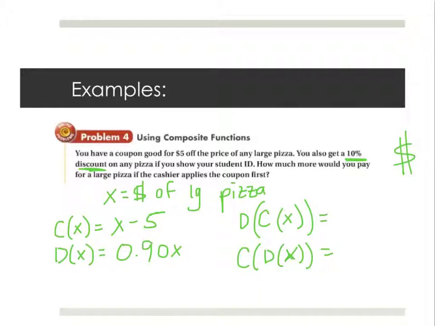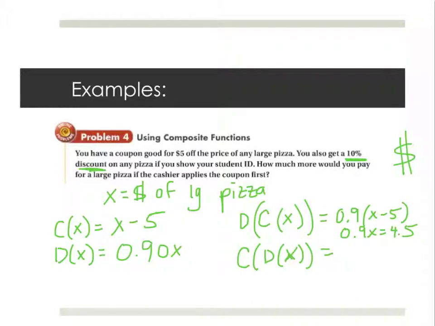Well, on this top one, you would be plugging in the c of x function into the d of x function. So you'd have 0.9 times the quantity x minus 5. When you distribute, that becomes 9/10 x minus 4.5.